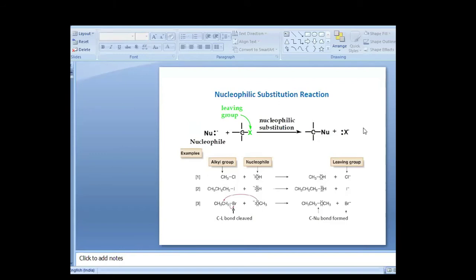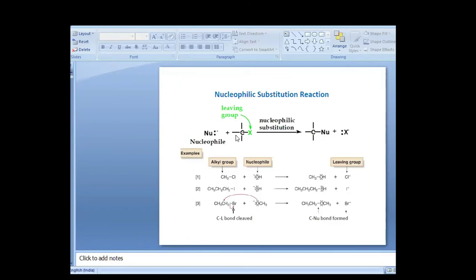Generally, it is represented in this particular form. It is a charged one. A nucleophile has a negative charge over the species, and you may also find some nucleophiles which have a neutral charge. So let's deal with this nucleophile, Nu minus. Nu minus stands for the nucleophile, and in the nucleophilic substitution reaction we will have R-X.